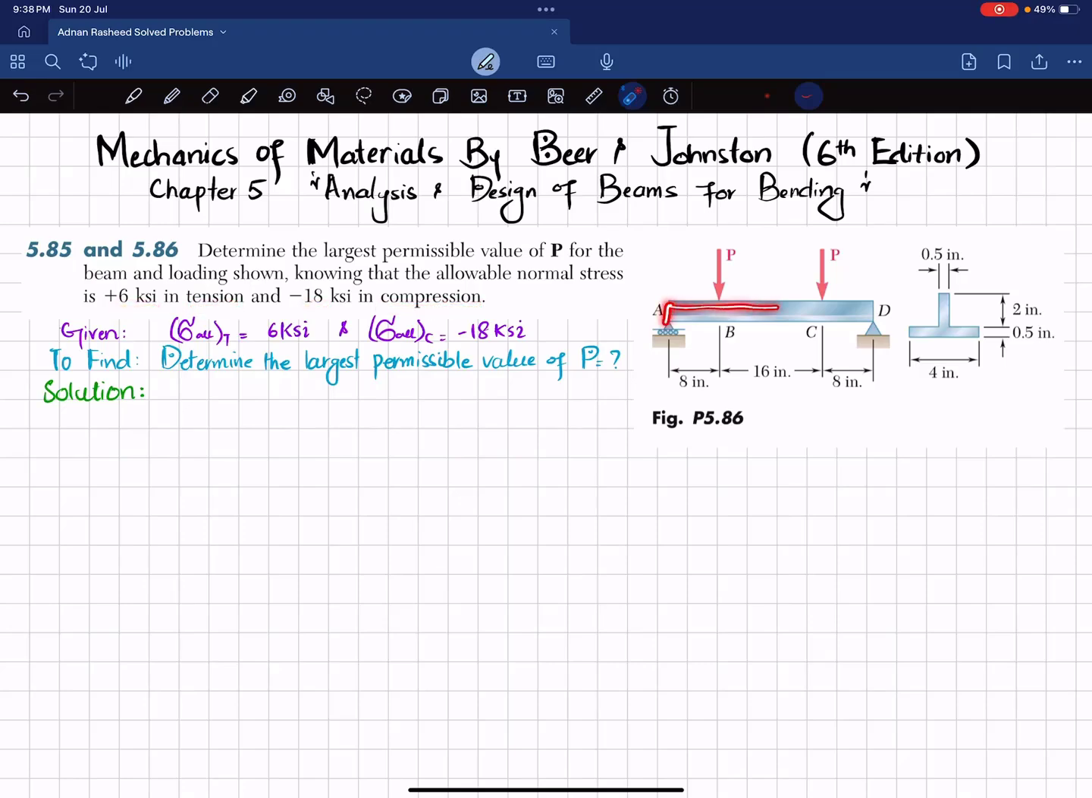So you can see this is a simply supported beam having point load P at B and C, and the cross section of the beam is shown. This is an inverted T, so you have to find the largest value of P that can be applied. So let's start with the solution.